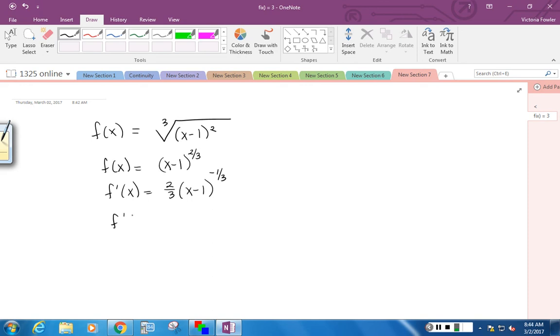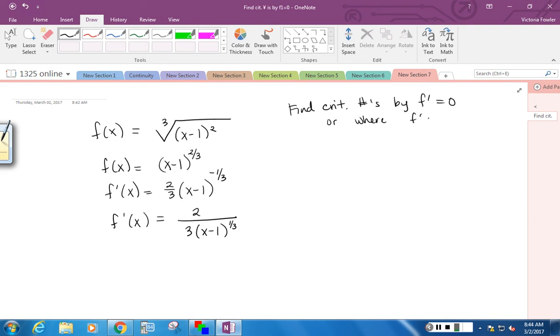So it looks like we have it. Okay, so let's rewrite this without the negative exponent. So this is going to be 2/3 times the quantity x minus 1, which is raised to the 1/3, or I could write that as the cube root. Right, that would be the same thing right here. Okay, so I'm going to find the critical numbers by setting the derivative equal to 0, or by finding where it does not exist.